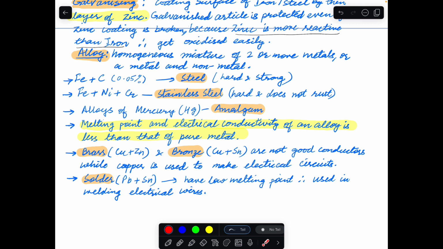But here we have two alloys of copper: brass, where copper is mixed with zinc, and bronze, where copper is mixed with tin. They are not good conductors of electricity. Why? Because the properties of alloys get modified. So the electrical conductivity of an alloy is less than that of the pure metal. And the last one is an alloy of lead with tin. We call it solder, and this alloy has a very low melting point. Therefore, it is used in the welding process.